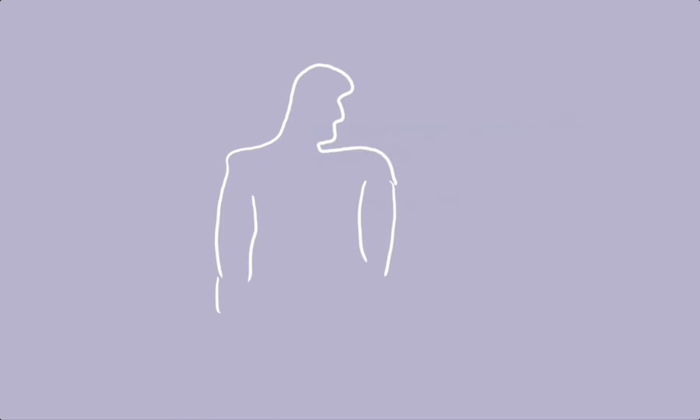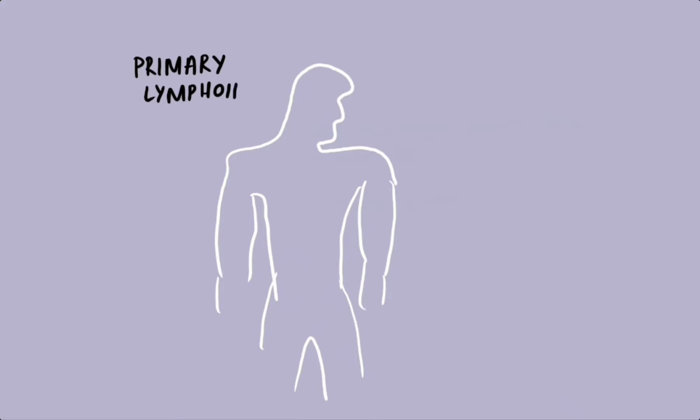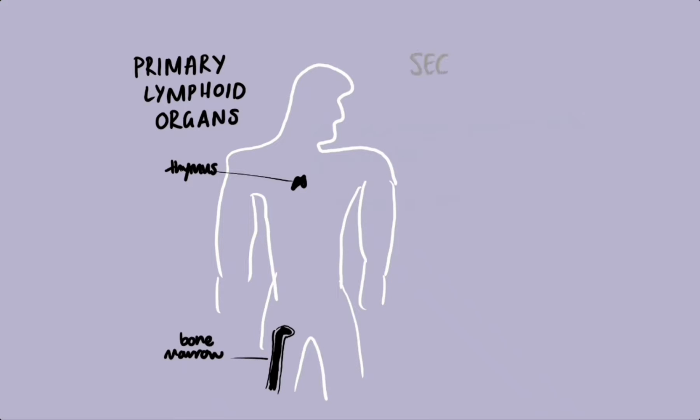Before we go on to talk about the adaptive system in more detail, it's important to know the difference between primary and secondary lymphoid organs. So primary lymphoid organs are where immune cells are produced. That involves B cells and T cells. So there's the bone marrow and there's the thymus. Secondary lymphoid organs are those where the immune response actually occurs, and that involves the lymph nodes and the spleen.